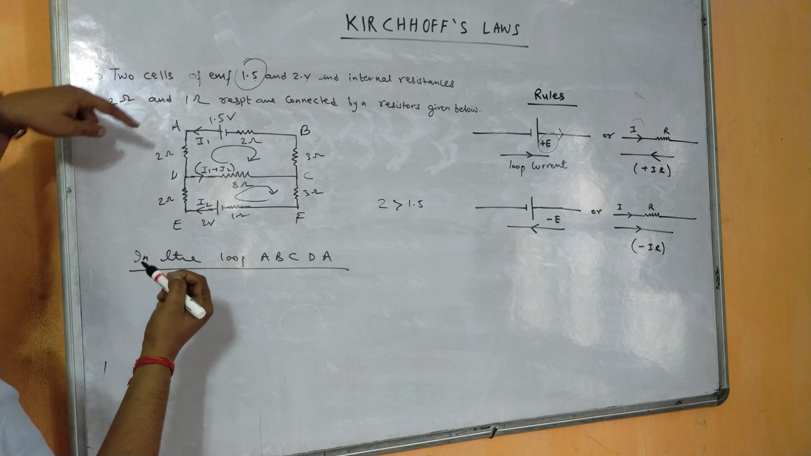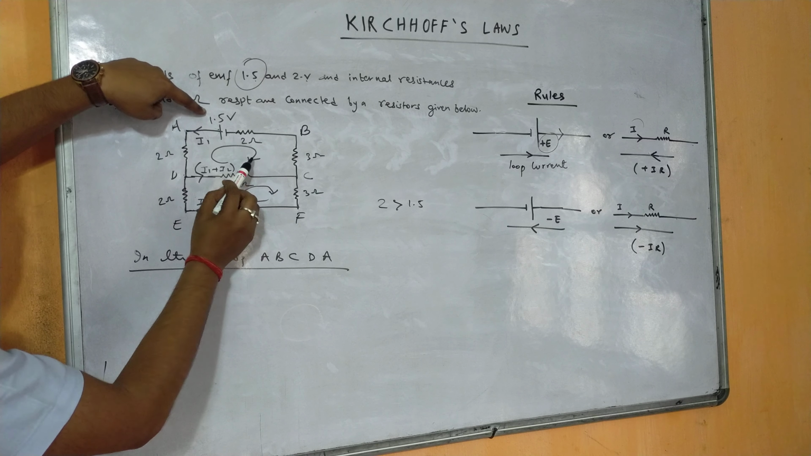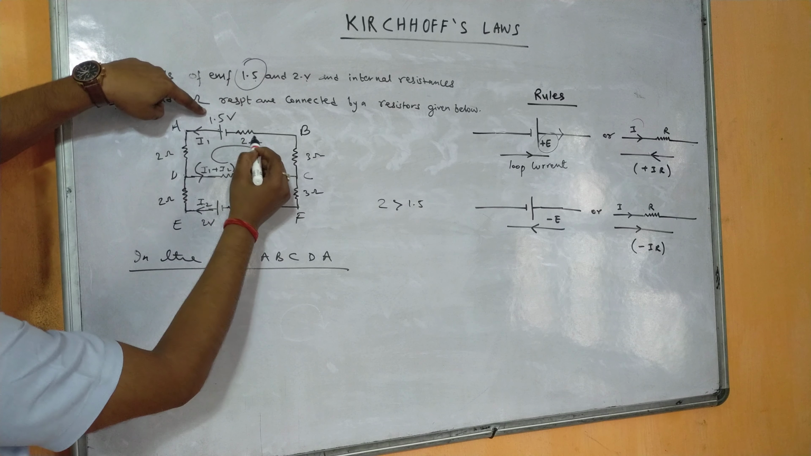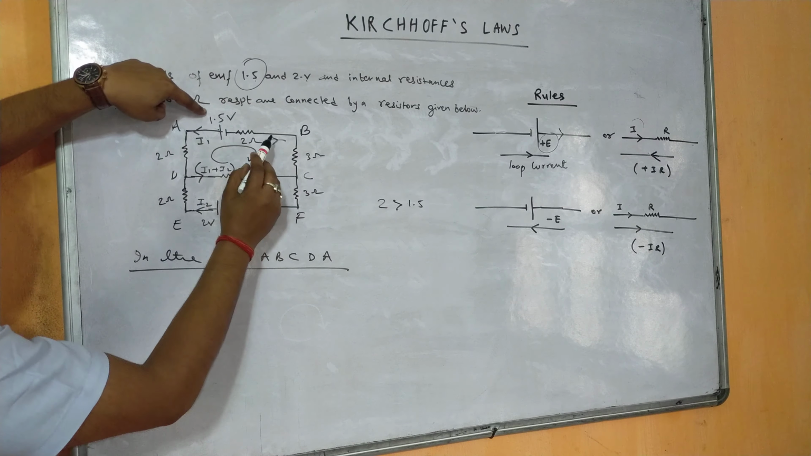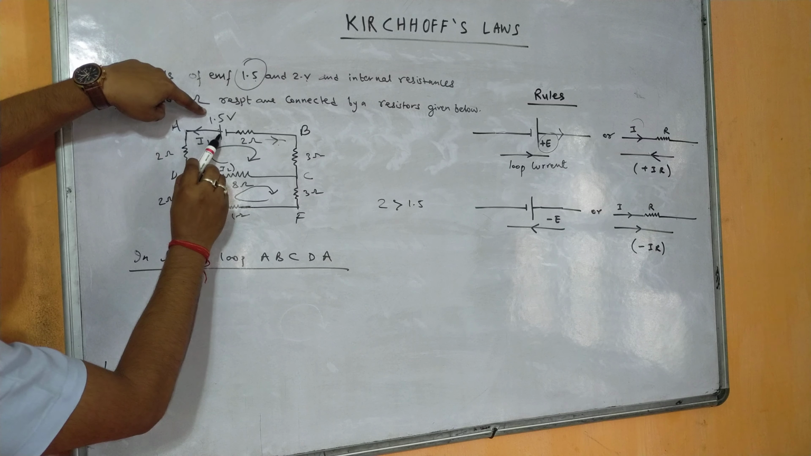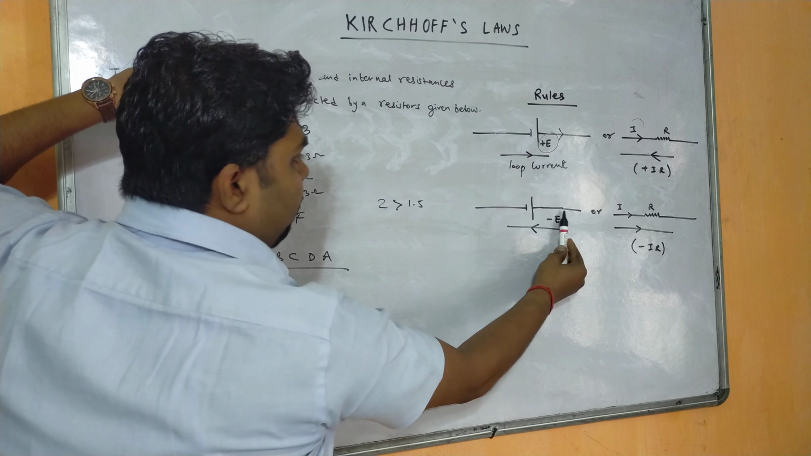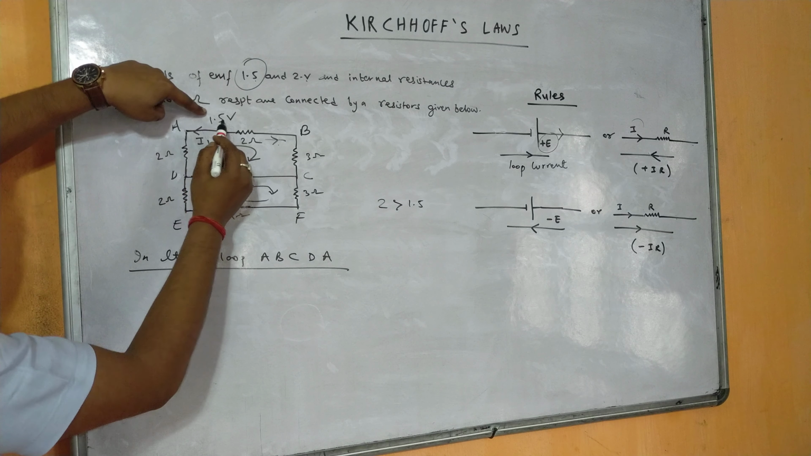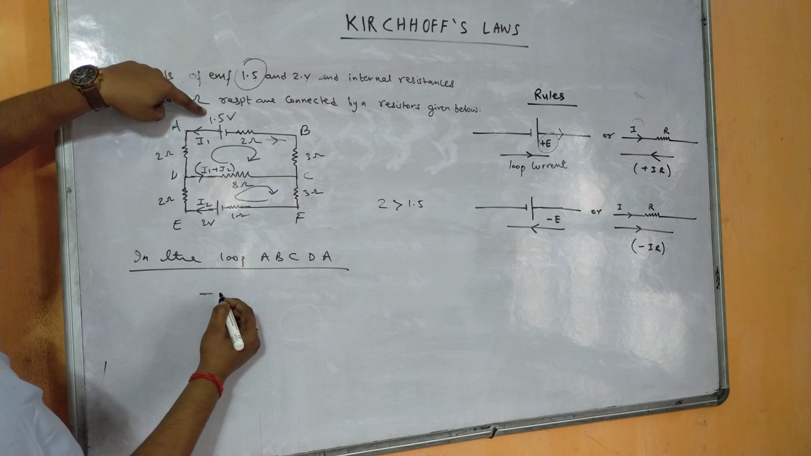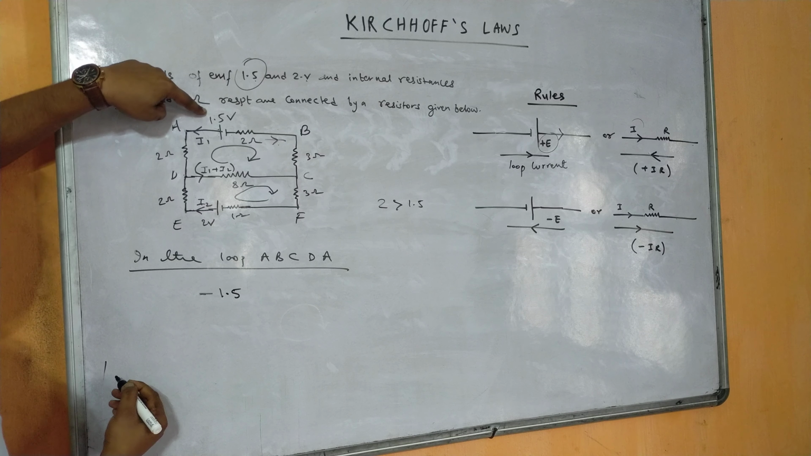Okay, so let's start with this voltage. You see this current direction, now it is like this, right? So this current direction is moving from bigger to smaller. So when a current direction is moving from bigger to smaller, we have to take minus E. So here our E is 1.5, so we need to take here minus 1.5, right?